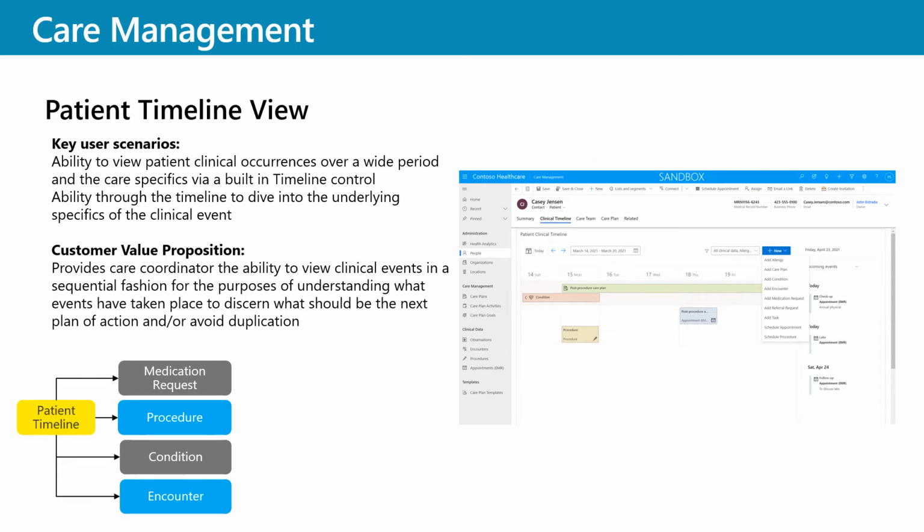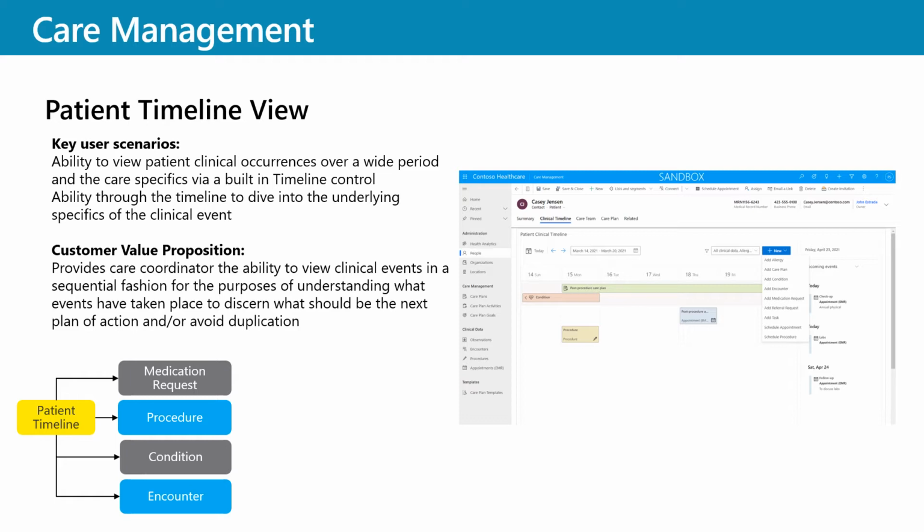Patient timeline view. The clinical timeline gives the ability to view patient clinical occurrences over a wide period and the care specifics via a built-in timeline control. This also gives the ability, through the timeline, to dive into the underlying specifics of the clinical event.